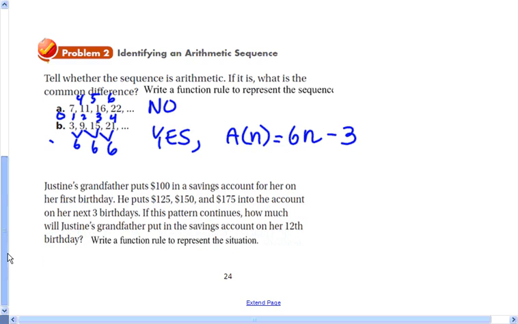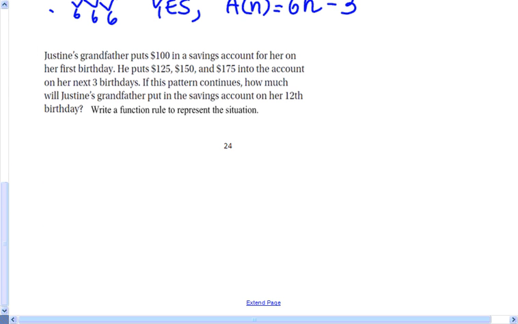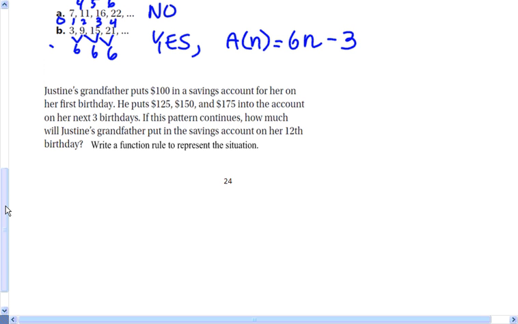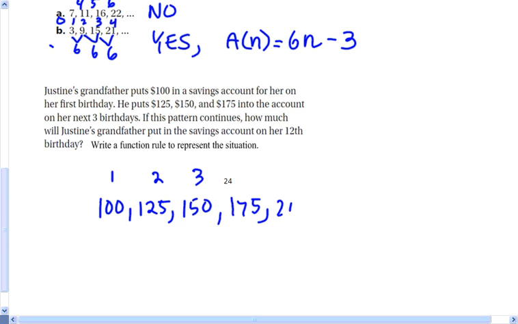All right, Justine's grandfather puts $100 in a savings account for her on her first birthday. He puts $125, $150, $175 into the account on her next 3 birthdays. If this pattern continues, how much would there be on her 12th birthday? Well, this is a sequence, and we could just keep following this sequence out to the 12th term. This is the first term, this is the second, this is the third, and so on. Either that, or we could just write a rule and then use 12 as our input for that rule.